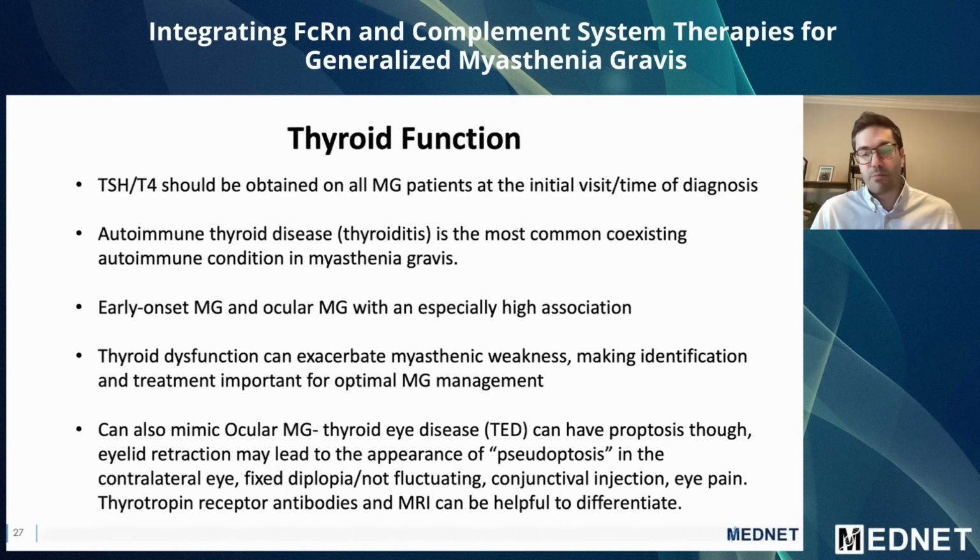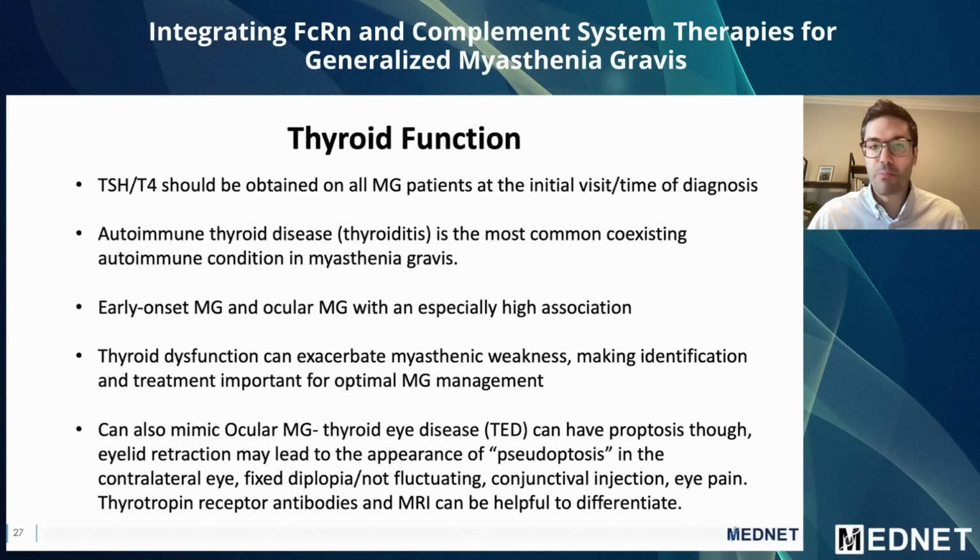Now, those were the antibodies on testing for serologic tests in myasthenia gravis. In addition to that, thyroid function testing is also important. So this should be obtained on all MG patients at the initial visit, at the time of diagnosis. Autoimmune thyroid disease or thyroiditis is the most common coexisting autoimmune condition in myasthenia gravis, and certainly has a high association with early onset MG and ocular MG. Now, an interesting point is that thyroid dysfunction can actually exacerbate myasthenic weakness, making identification and treatment very important for optimal MG management.